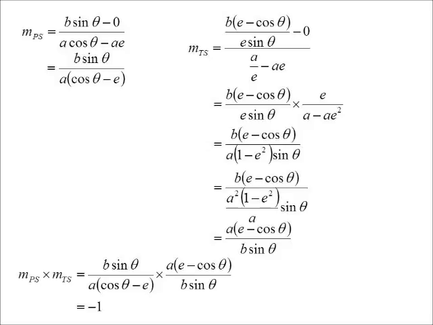All right, so now I'll multiply the two slopes together, and you see it comes out quite nicely. The b's and the b's and the sine theta and the sine theta, a with a, and the cos theta minus e cancels with the e minus cos theta, leaving me with minus 1. So yes, indeed, PST turns out to be a right angle.